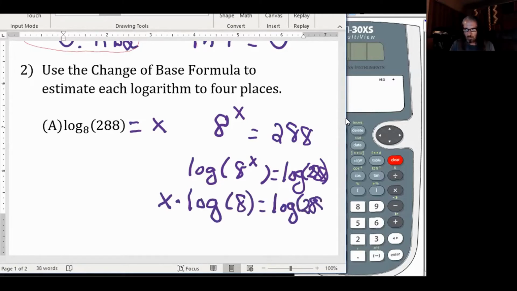Since the only thing that's happening to x, whatever log of 8 is, it's a number. And although it's written behind it instead of in front of it, still, it's some number times x. To get x alone, you would divide by that number being multiplied to it.